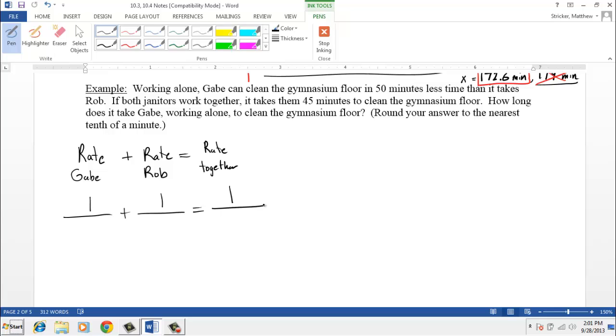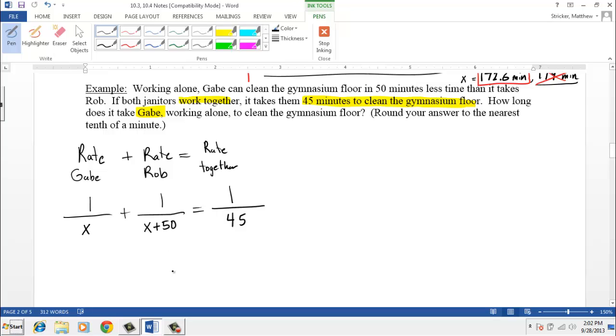Okay, so you took some time to think about it. I hope you were able to come up with something. Notice that it says in the problem that it takes them 45 minutes to clean the gymnasium when they work together. So that's the time when they're working together. So this is going to be 1 over 45. And then we want to find how long it takes Gabe, so we want Gabe to be time x. And since Gabe can do it in 15 minutes less time than it takes Rob, Rob's the slower person, then Rob's time is going to be x plus 15.